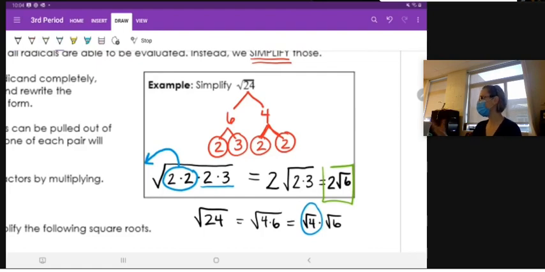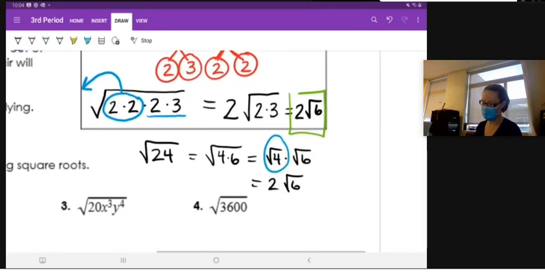The square root of 4 is just 2. We can evaluate it. So the square root of 4 becomes a 2, but then we still have the square root of 6 that we can't do anything with because it's not a perfect square. Two different processes to get you the same answer. And you might be thinking, wow, the second one was way easier. Why did we do it the first way with the factor tree? Well, the second way is a lot easier when your number is small, like 24. But when your number is big, like 3,600, the first way is easier.